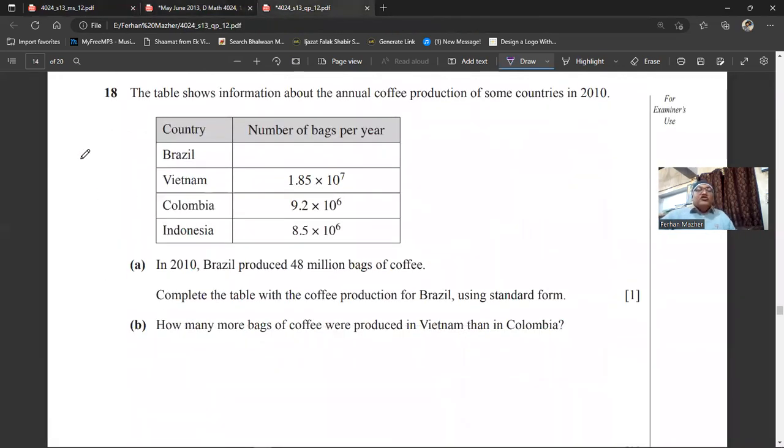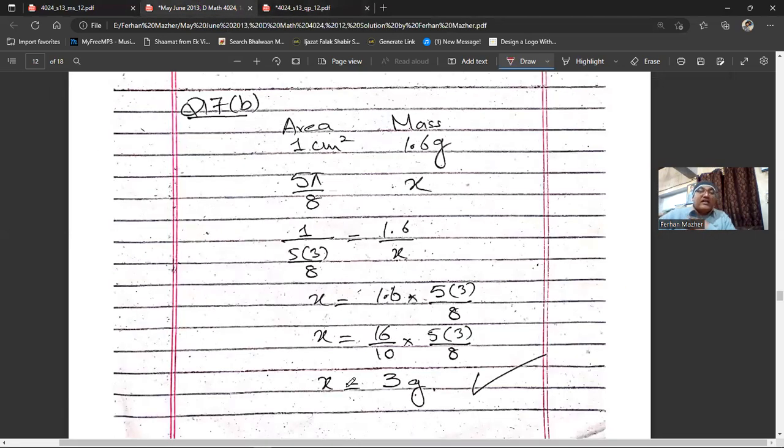So the table shows information about the annual coffee production of some countries in 2010. So here we have the countries: Brazil, Vietnam, Colombia, Indonesia. Brazil is not given here. It is 1.85 into 10 to the power 7 number of bags per year. So 9.2 x 10^6, 8.5 x 10^6. In 2010, Brazil produced 48 million bags of coffee. Complete the table with the coffee production of Brazil using the standard form.